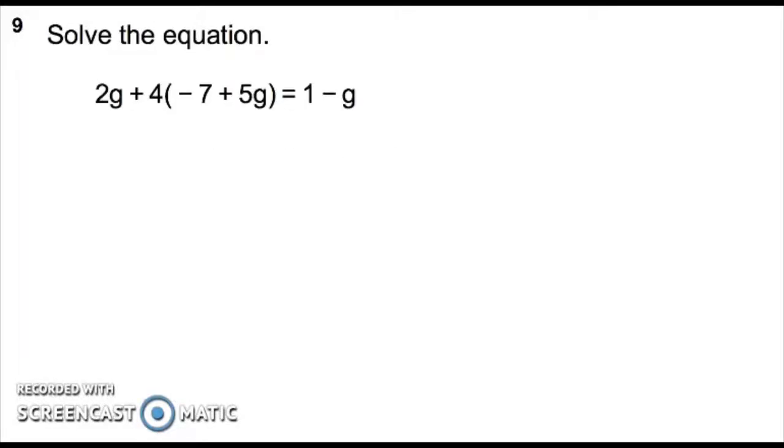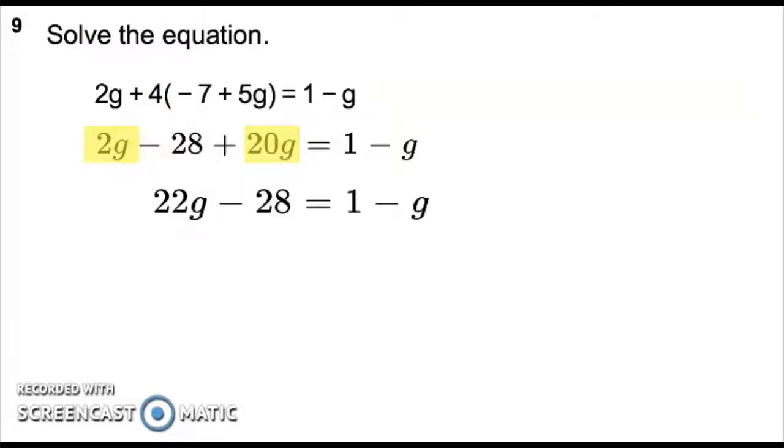Number 9, solve the equation. So the first thing we have to do here is distribute out this parenthesis here in the middle. So distribute the 4 into both of those. You'll get 2g minus 28 plus 20g equals 1 minus g. Now 2g and 20g are like terms, so add those up, and we'll get 22g minus 28 equals 1 minus g. Take care of the smallest variable first, which is this negative g, so add g to both sides.